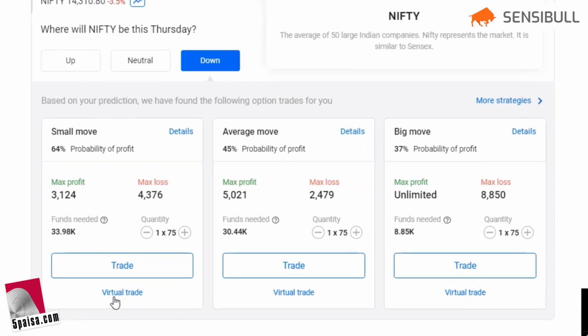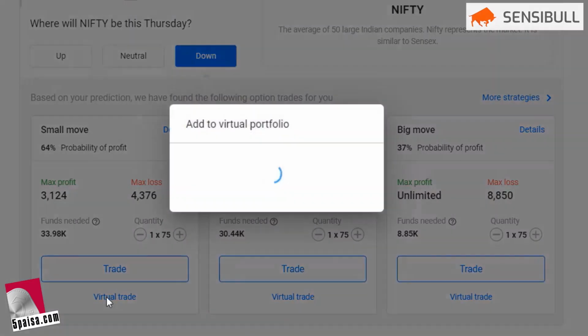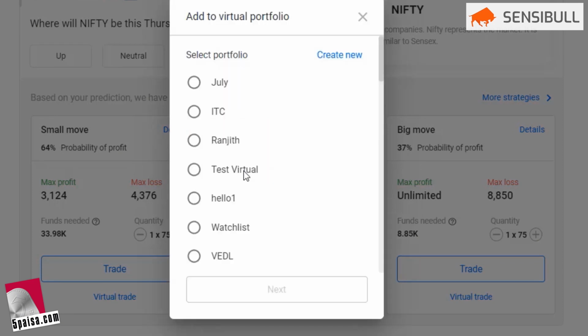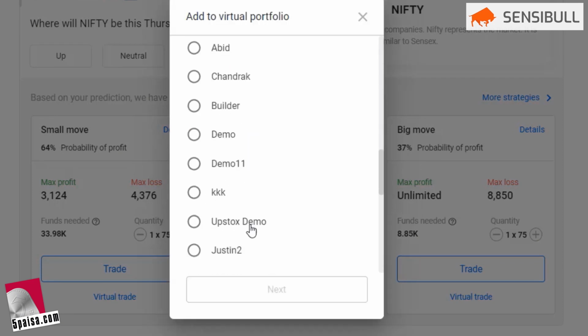You can also do virtual trading here, which is basically you don't have to do real trade, you don't want to bet real money, you're just experimenting and trying out, hey, what's the deal? And this is virtual trading.